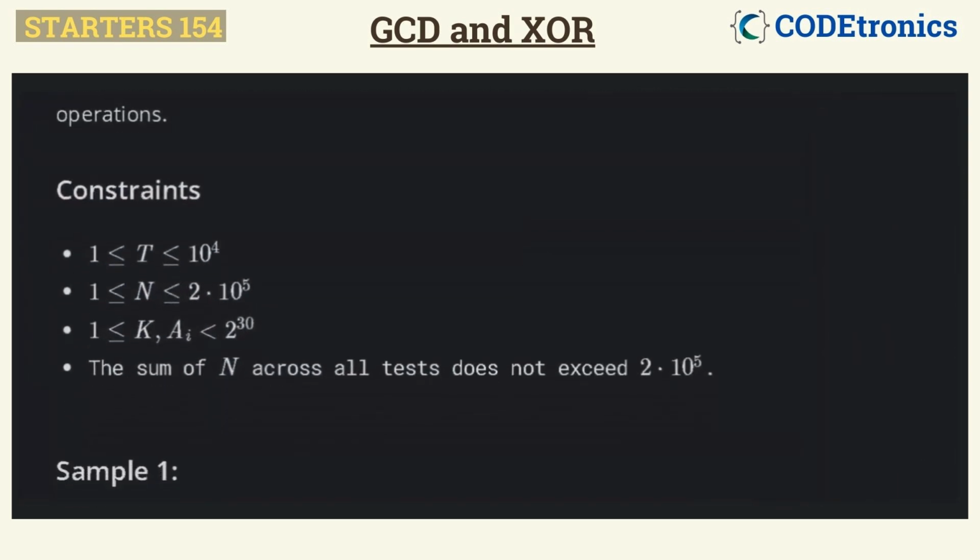If you can see that n is lying between 1 and 2 into 10 to the power 5, this is giving you a hint that you cannot use nested loops. Like you cannot use n square complexity here, that will give you TLE. You can only use O of n in this problem. So you'll have to start noticing constraints now, maturely noticing what is the demand of this problem. Okay.